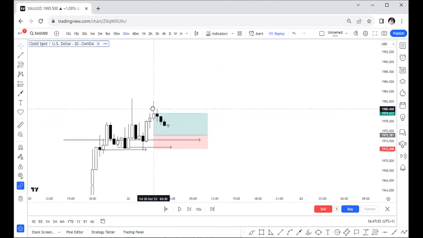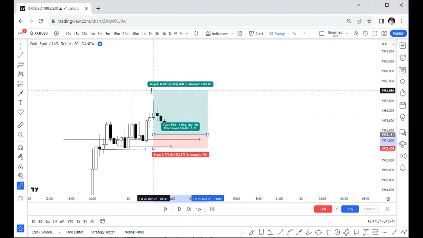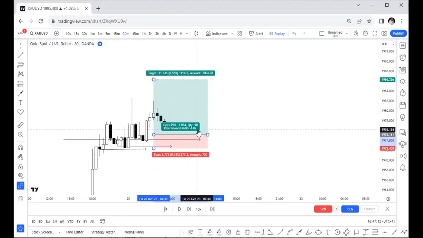So your target stands at 4. Our first target will be 4 or times 3. Let's put that at 4 as take profit, the risk reward. So we want to see price tap into this.